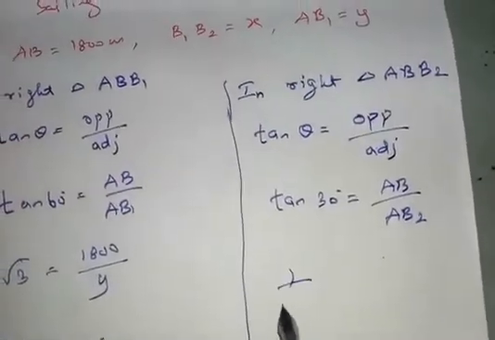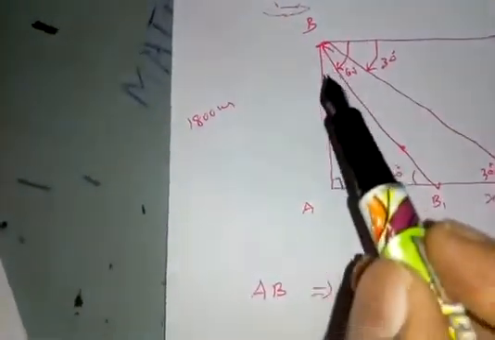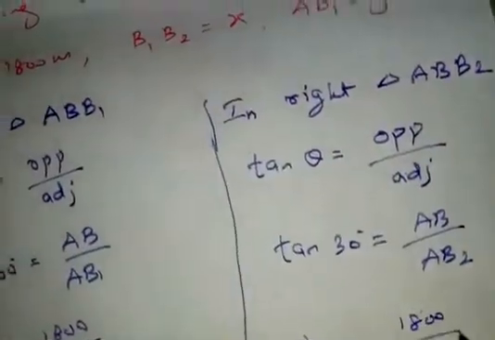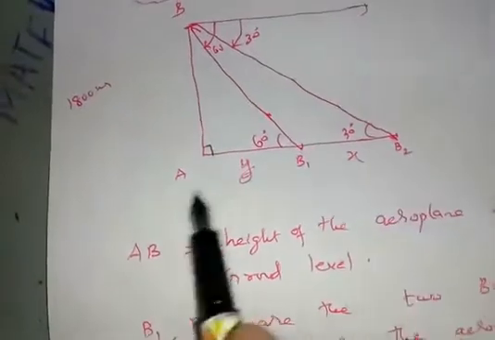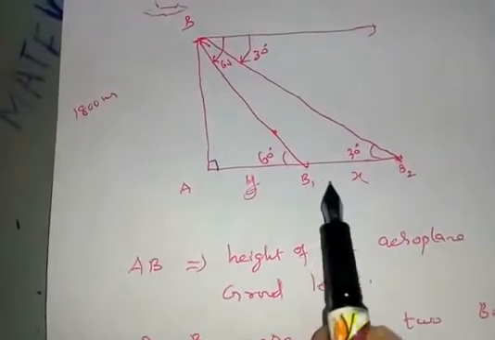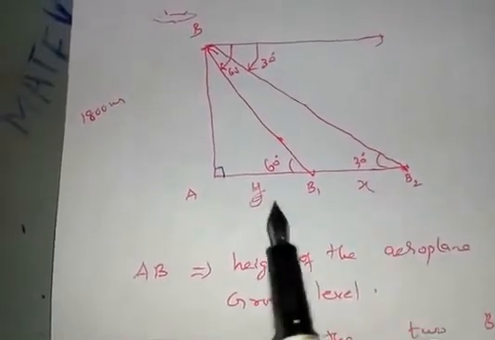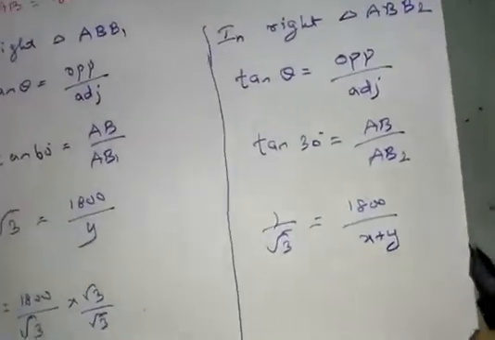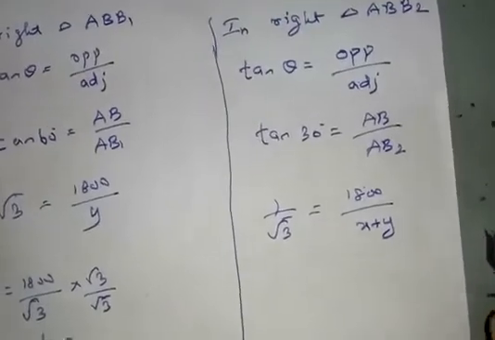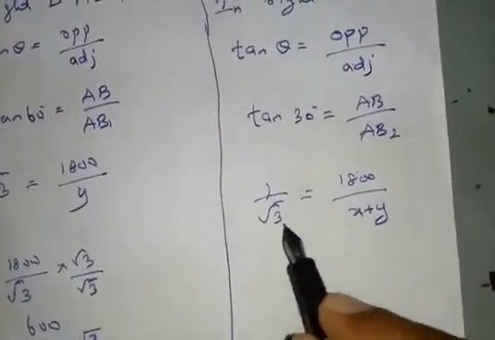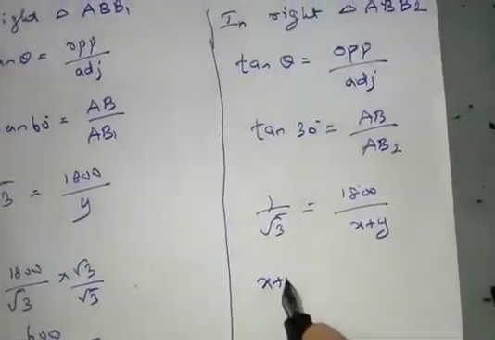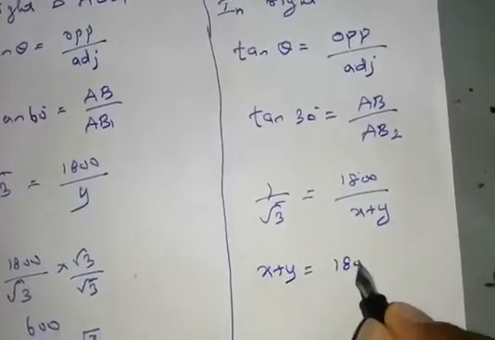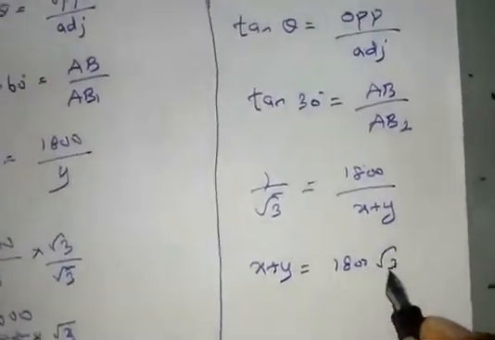What is the tan 30 degree value? That is 1 by root 3. 1 by root 3 is equal to, here, what is the AB value? AB is the height of the aeroplane from ground level, that is 1800 meter, divided by AB2. AB2 value is AB1 plus B1B2, that is y plus x, so I am writing x plus y. Now I am going to do cross multiplication. This x plus y will come here, and this root 3 goes here. Therefore x plus y is equal to 1800 into root 3.